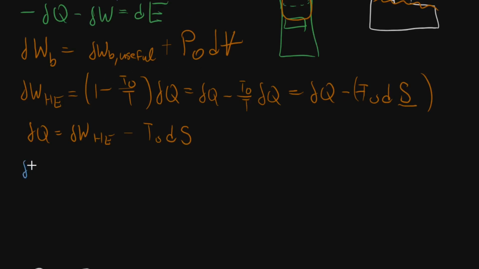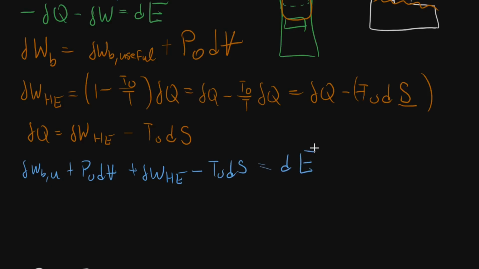We'd have our delta work useful plus our P naught dV plus the work from the heat engine minus our T naught dS has to equal our dE total. And now if we just want the useful work that we can extract, it's going to be from the heat engine and from this useful boundary work. Because we have the negative signs on both of these, I'm just going to move them to the other side. So we'll plop in a negative sign right here.